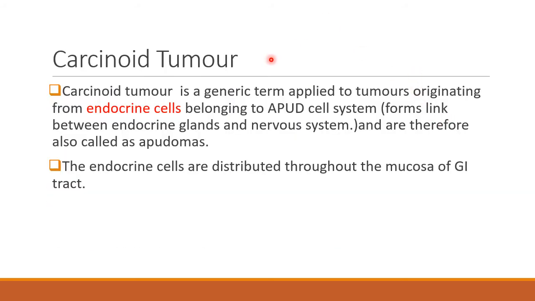Then third is the carcinoid tumor, that is, neuroendocrine tumor. Carcinoid tumors originate from endocrine cells belonging to the APUD cell system. This APUD cell system is the link between the endocrine glands and nervous system, and therefore these are also called apudomas. These endocrine cells are distributed throughout the mucosa of the GI tract, so they can occur anywhere in the GI tract. We'll discuss carcinoid tumor as a whole in the GI tract.